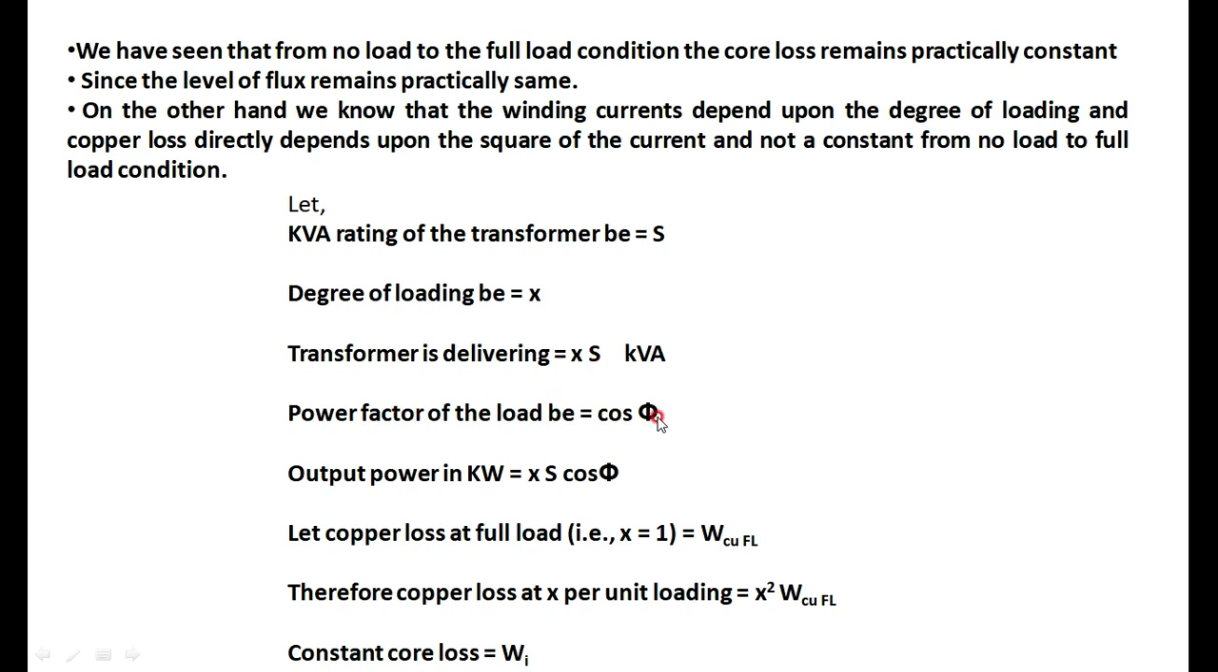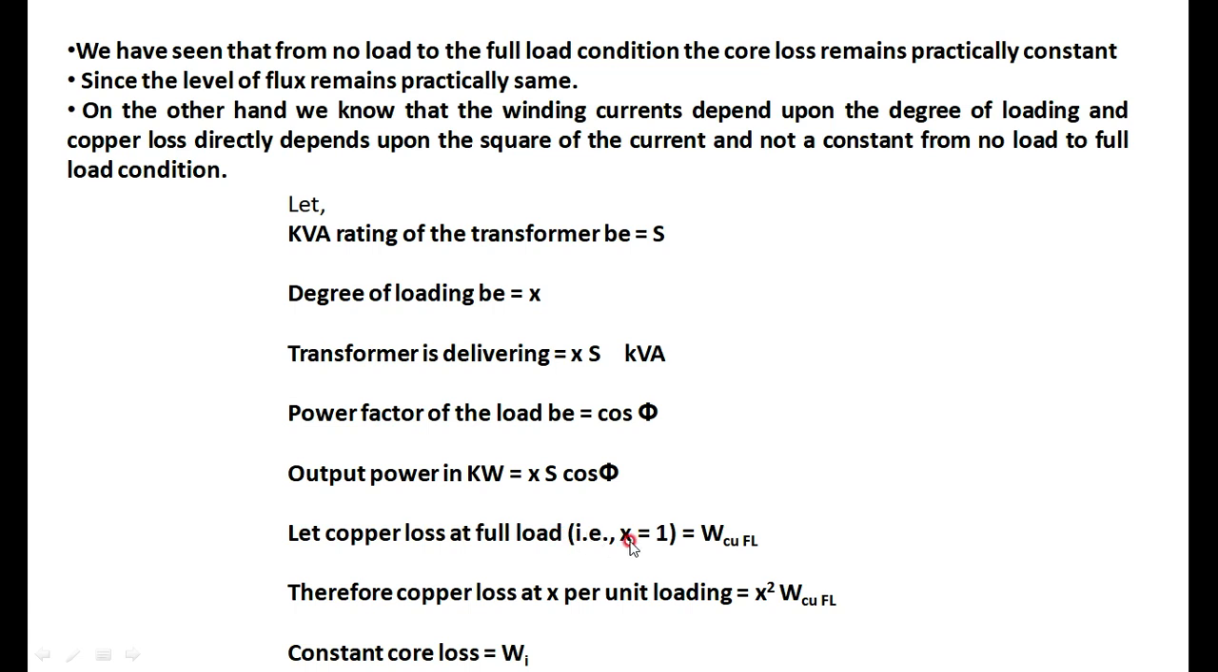If the power factor of the load is cos phi, we know that the product of kVA and the power factor is the kilowatt. The product of kVA and sin phi gives kVAR, that is reactive power. What we are interested in is the output power. Therefore, multiplying cos phi by kVA gives the output power in kilowatts, because my output is in kilovolt ampere. So the output power is the loading factor multiplied by kVA multiplied by the power factor of the load. The copper loss at full load corresponds to X equal to 1. We use X equal to 1 for full load, X equal to half for half load, X equal to 1/4 for quarter load. If it is 60% of full load, we put X equal to 0.6 and so on.